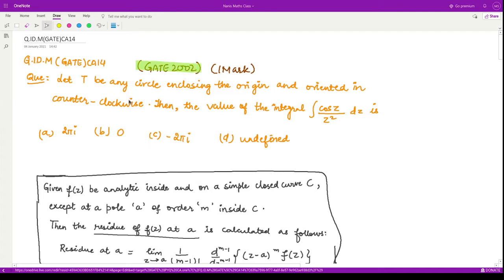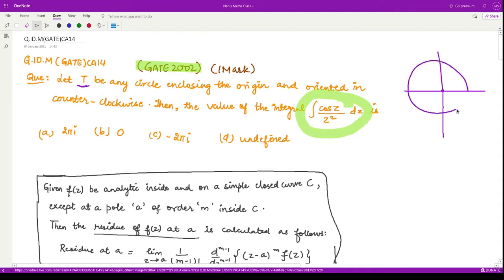The question says, if T is any given circle which encloses the origin and it is oriented in the counterclockwise direction, we need to determine the value of this particular integral. So for that, firstly let us see what this T is. T is a circle enclosing 0, so 0 lies inside this circle, and we do not know about its radius or center, so we'll assume we have some circle of this kind.